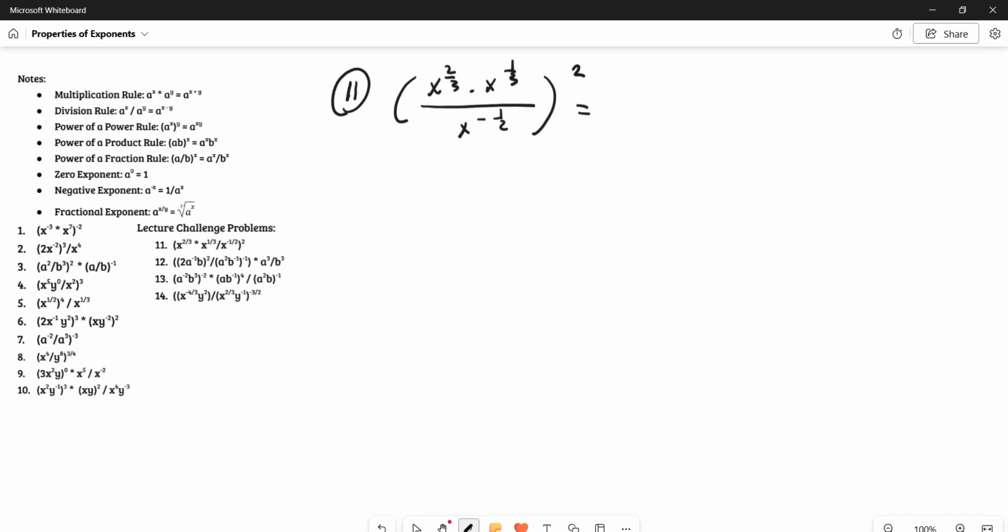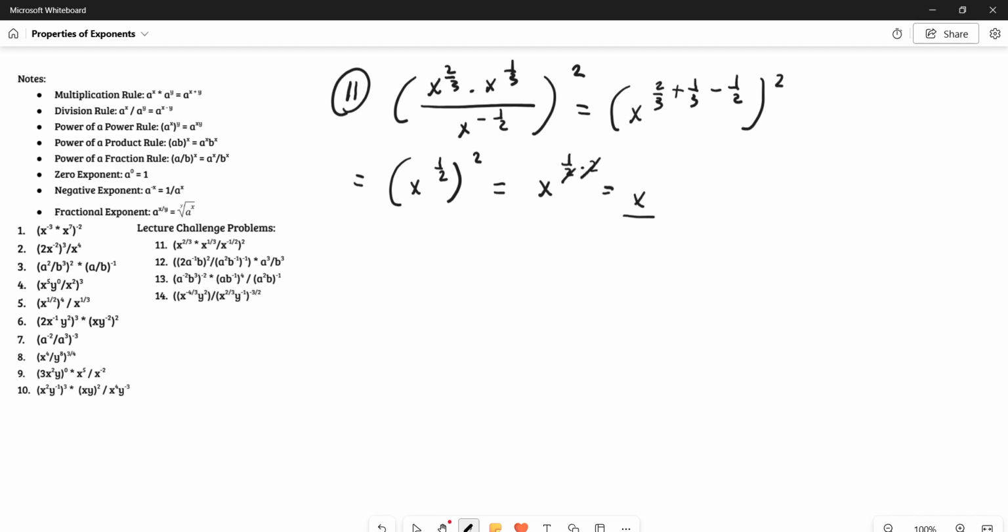So we're going to evaluate the inner portion. This is just x to the power 2 over 3 plus 1 over 3 minus 1/2, all to the power 2. And this is just going to be 1/2, because 2 over 3 plus 1 over 3 is 1, minus 1/2 is 1/2. And this is all to the power 2. So this is just x, because x to the power 1/2 times 2, using the power rule, will cancel to just x.